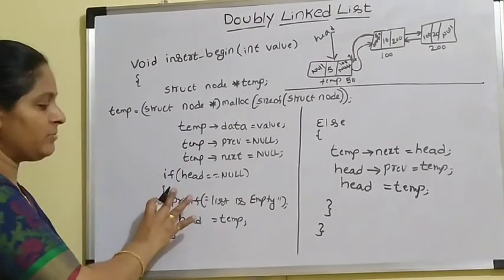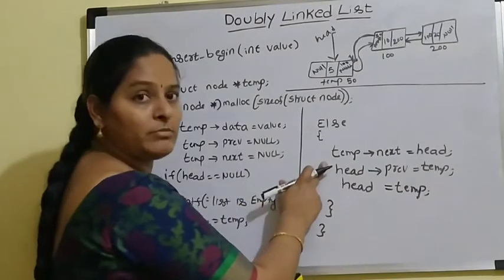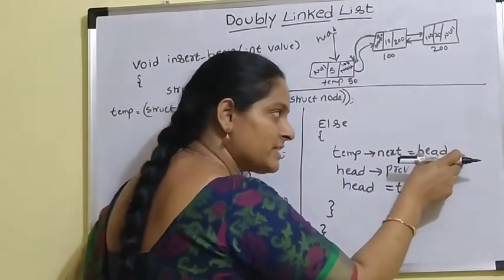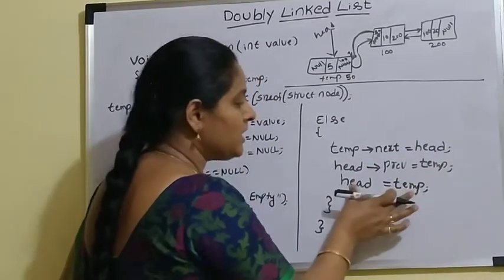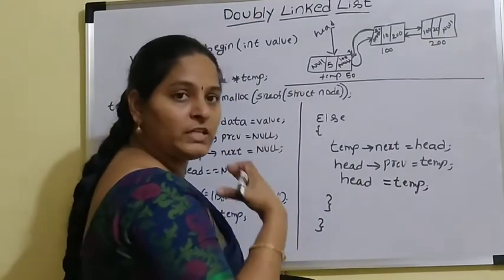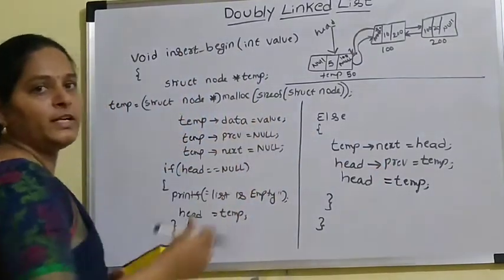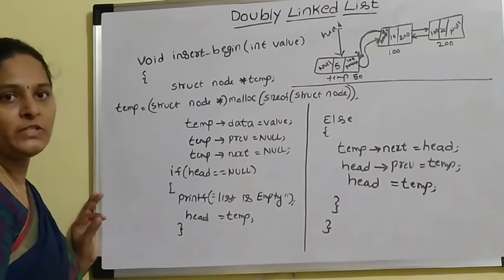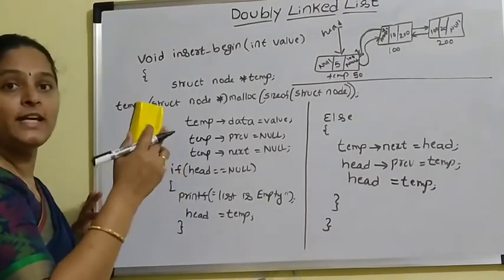Right? If the list is empty, our element will be the head node as well as last node. If list is not empty, in our node's next part we need to store the previous head address, and in head's previous part we need to store the temp address. After insertion, our node will be the first node, so we should assign head to the temp. So this is the way to insert the node in the beginning position of the list. Let us see the insertion at the end of the list.